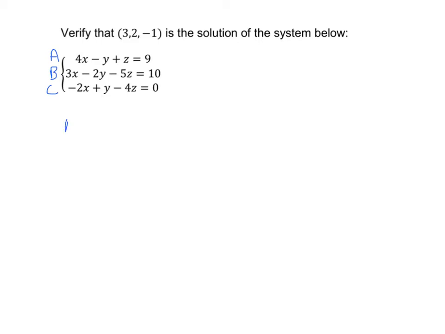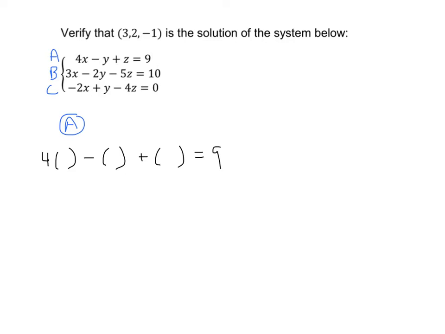All right. So let's do equation A. Let me verify that 3, 2, negative 1, that's the ordered triple, satisfies that equation. So simply let's go ahead and do our substitution. So 4 times my x value minus my y value plus the z value should be equal to 9 if it's truly a solution.